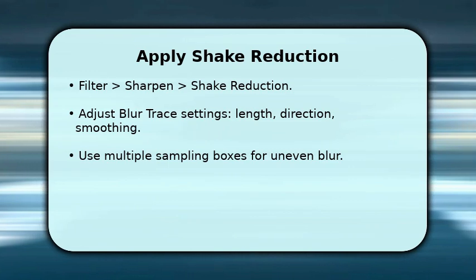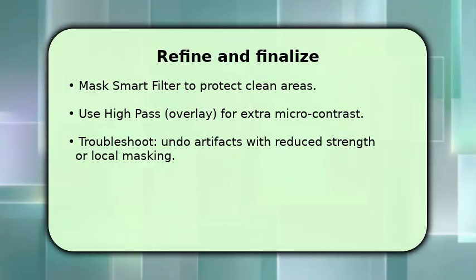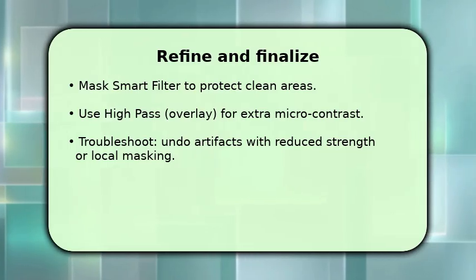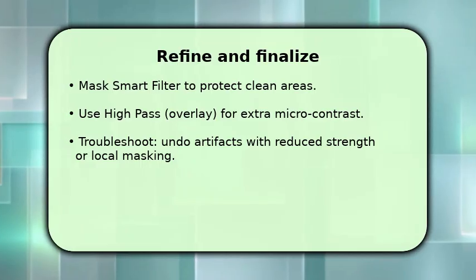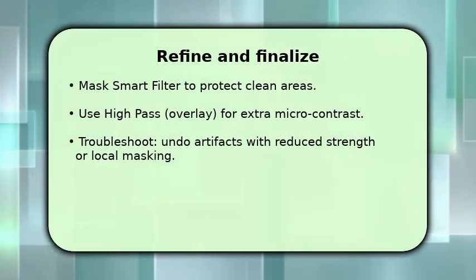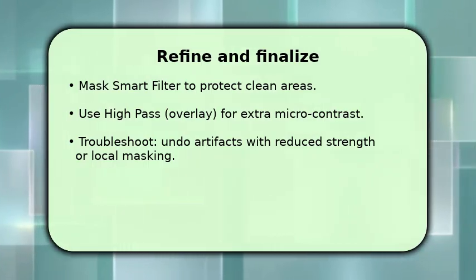You finalize by refining with masks and subtle sharpening layers. Add a layer mask to the smart filter and paint back only corrected regions, preserving intentionally soft areas. Then, if you need more micro contrast, duplicate the smart layer, apply a 13px High Pass and set the blend mode to Overlay at low opacity. Once done, flatten a copy for export.